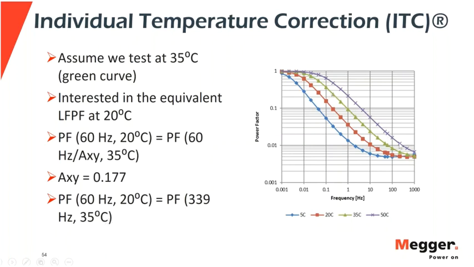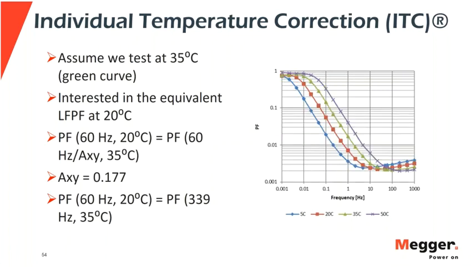So I already measured the information I need by doing this narrowband DFR testing. It's telling me, you want to know what that 60 hertz is going to do if I let this cool off to 20 degrees C? Go up to 339 hertz on this green curve here, and that's going to correlate with the power factor at 20 degrees C, 60 hertz. And the beauty of this is the measurement is what is revealing the answer. So it's unique to whatever you're testing.